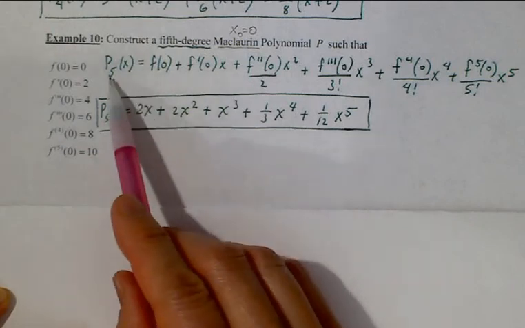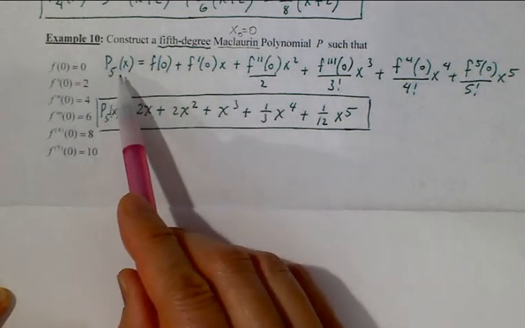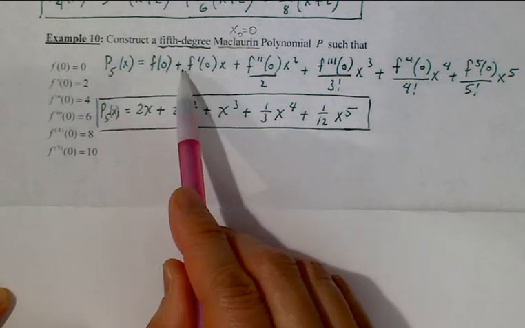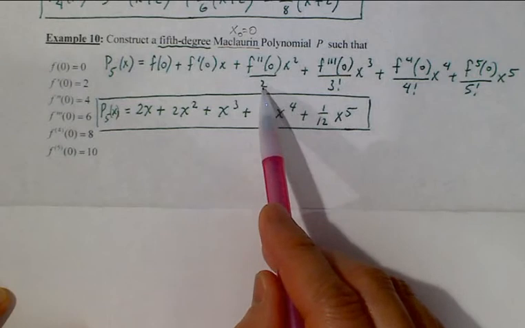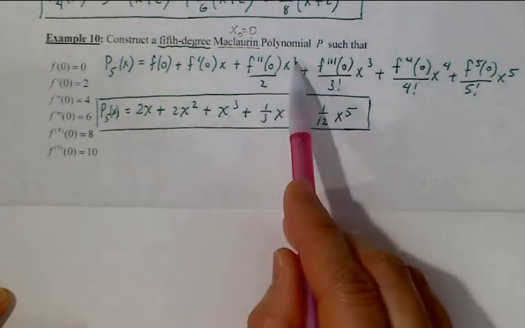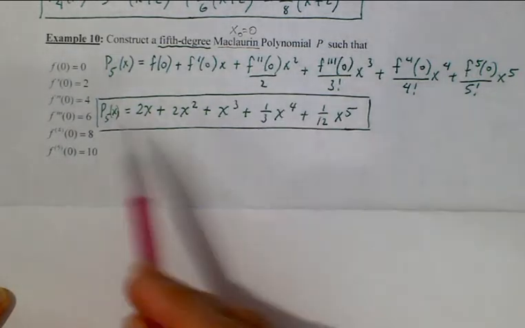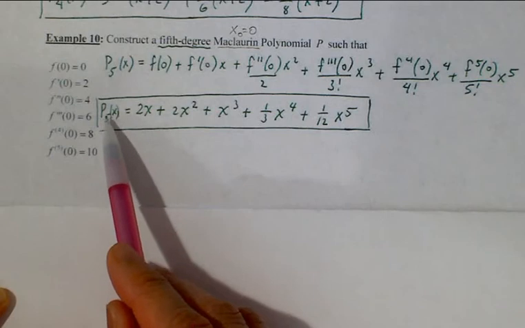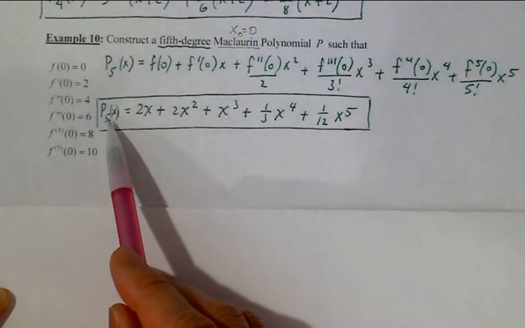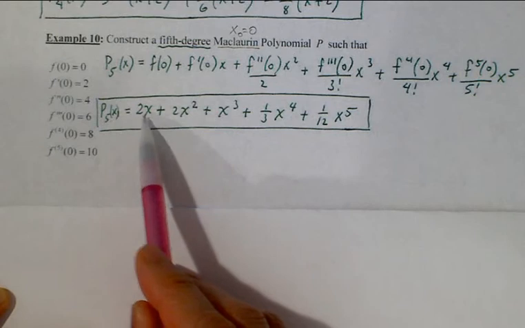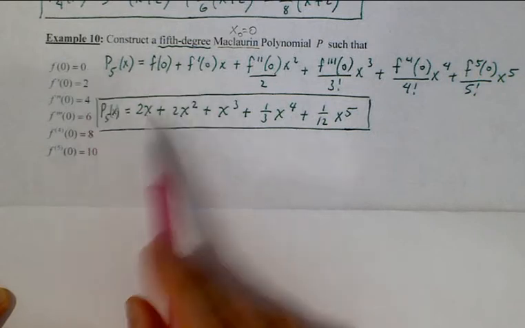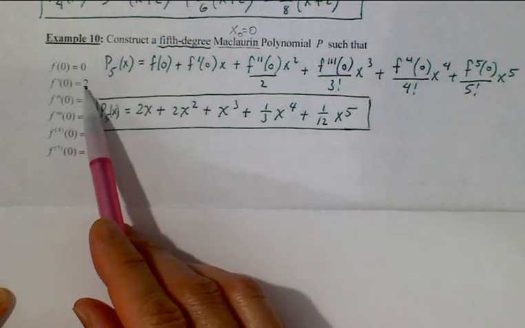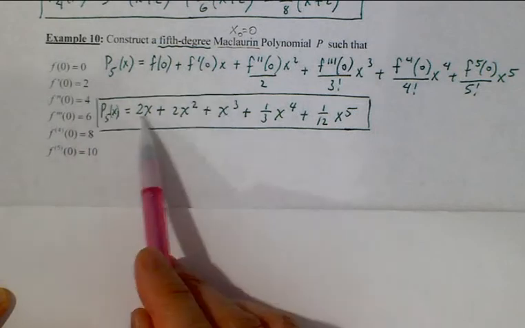So the fifth degree Maclaurin polynomial is f of 0 plus f prime of 0 times x plus f double prime of 0 divided by 2, x squared, and so on all the way to 5. And then I'm just going to substitute everything in. F of 0 is 0, so that just drops out. F prime of 0 is given as 2, so it'll just be 2x.